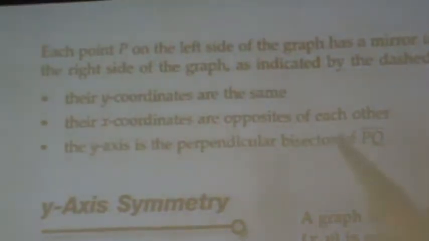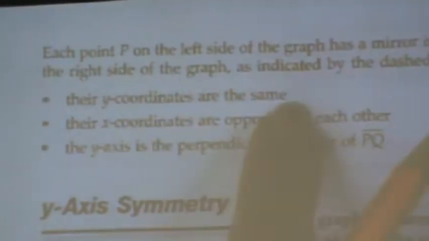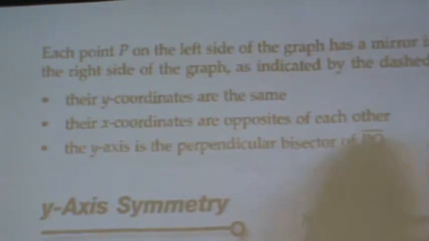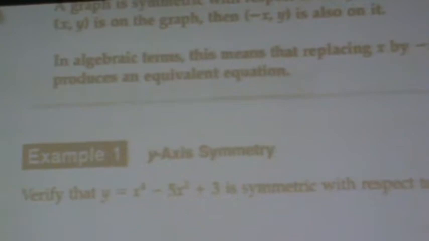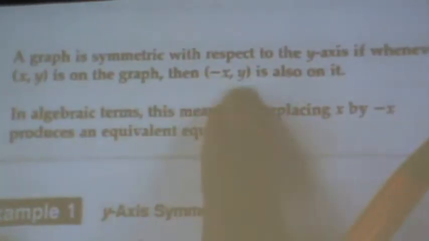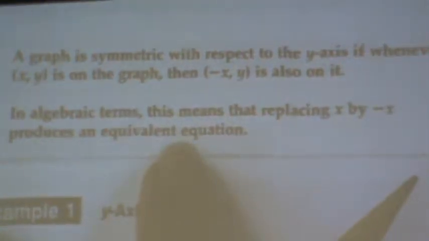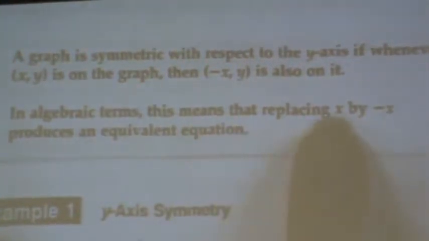This just tells you that for a graph to have symmetry to the y-axis, the y-coordinates will be the same and the x-coordinates will be opposite of each other. That's what I really want you to pay attention to. So, this is the directions. A graph is symmetric with respect to the y-axis if whenever (x, y) is on the graph, then (negative x, y) is also on it. In algebraic terms, you replace x with negative x, and if you produce an equivalent equation, then it has symmetry to the y-axis.